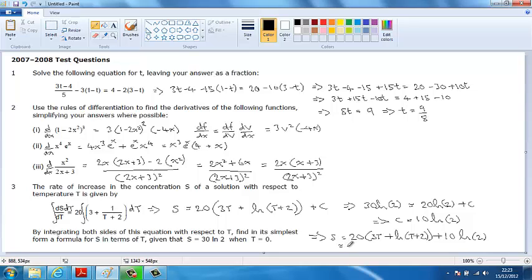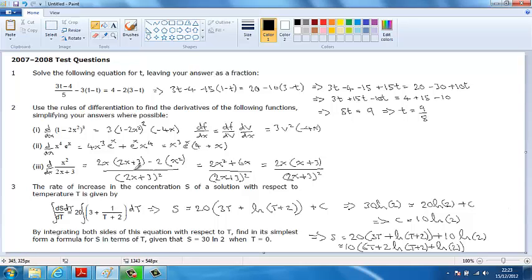First of all, take out a common factor of 10. Then in the brackets, for the first term we've got 20 times 3t, so that's 60t, divided by 10 is 6t. Then 20 natural log of t plus 2, divide that by 10, leaves us with 2 natural log of t plus 2. And then the last term there, divide that by 10, and we get plus natural log of 2.